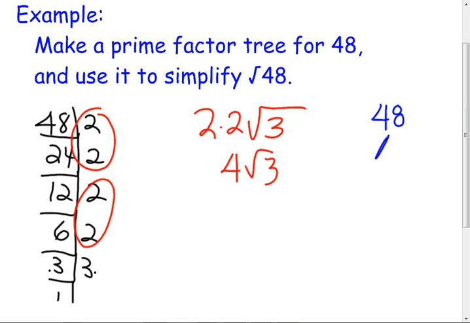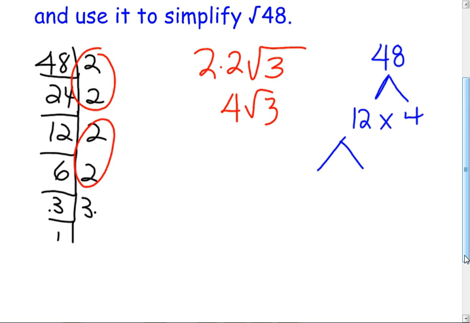What two numbers give you 48, TJ? 12. 12 and 4. Now you keep going until they're all down to prime numbers, neither of which is prime. What do you want to do now? 3 times 4. Now, what I find is that students tend to just ignore the 4 that's sitting over there. You can't. It's still there.